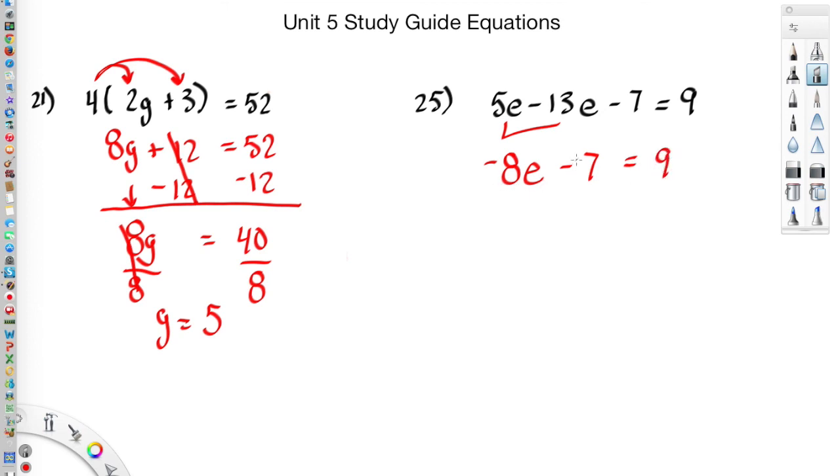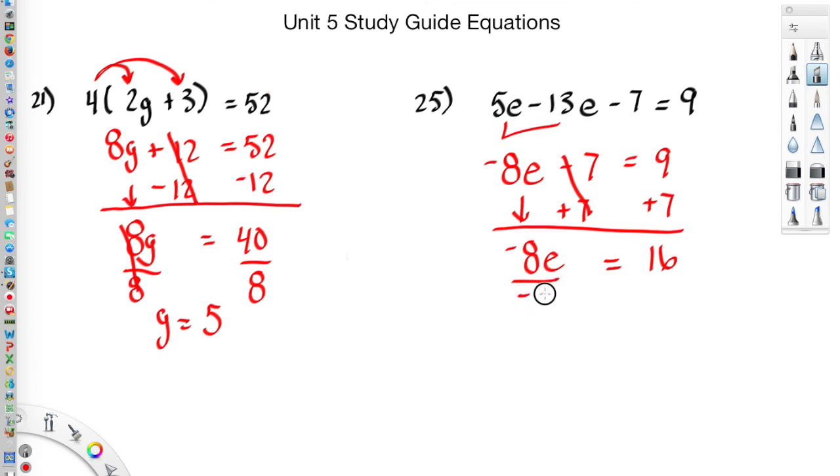Okay, now I need to get rid of my minus 7, which is plus 7, and I need to do that to both sides. The 7s cancel each other out. I bring down my negative 8e is equal to 16. e is being multiplied by negative 8. The inverse of that is divide by negative 8. And what I do to one side, I do to the other. And I get e is equal to negative 2, because 16 divided by negative 8 is negative 2.